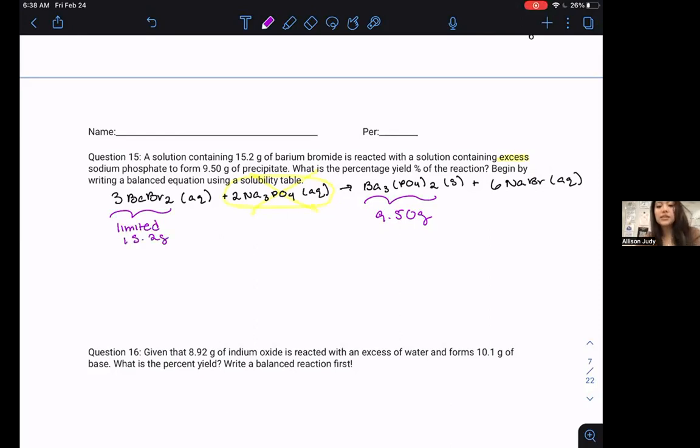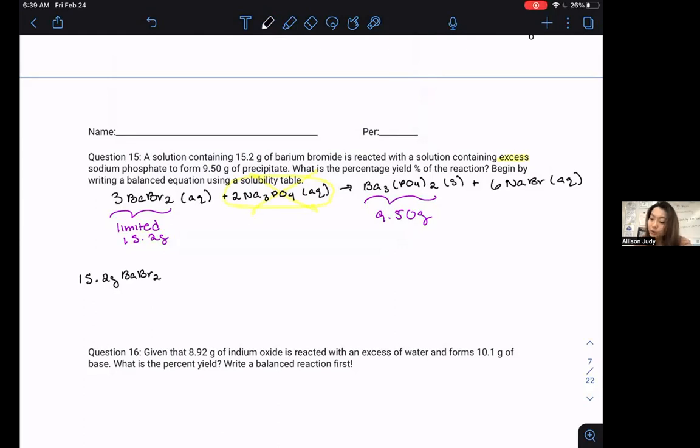So what I need to do is go through a stoichiometric process of, well, what was my theoretical yield according to my limiting reactant? Because if I have excess sodium phosphate, that's not the problem here. The problem is, do I have enough barium bromide? So we're going to see what we should have gotten with this amount of barium bromide. We will set up our stoichiometry with what we know, which is 15.2 grams of barium bromide.